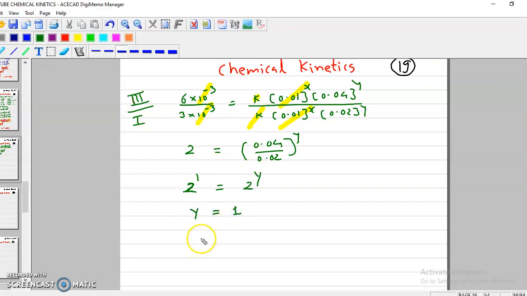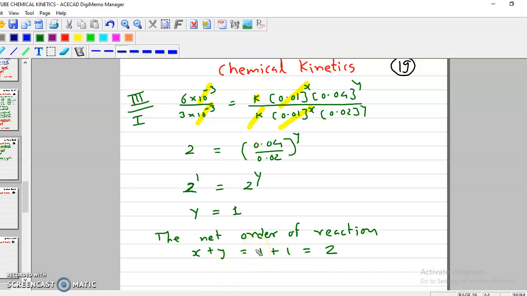So this way we can find out y also. So y is equal to 1. So x is equal to 1, y is equal to 1. So the net order of reaction will be x plus y, and that is 1 plus 1 is equal to 2. So this is a second order reaction.